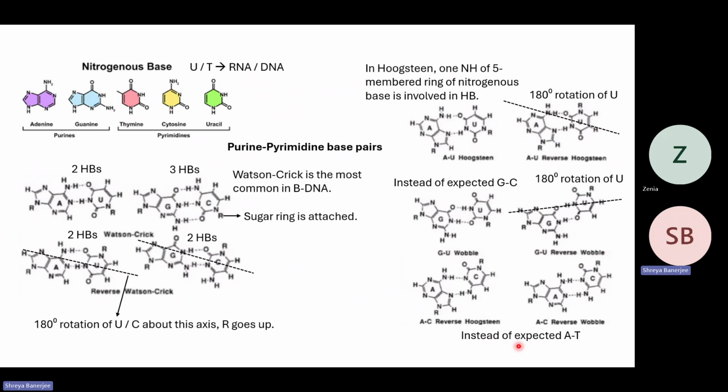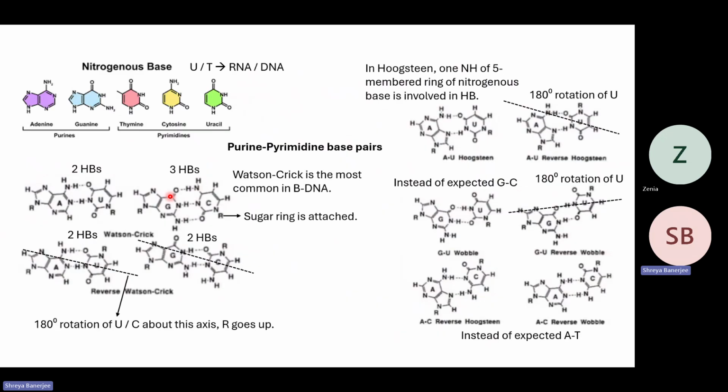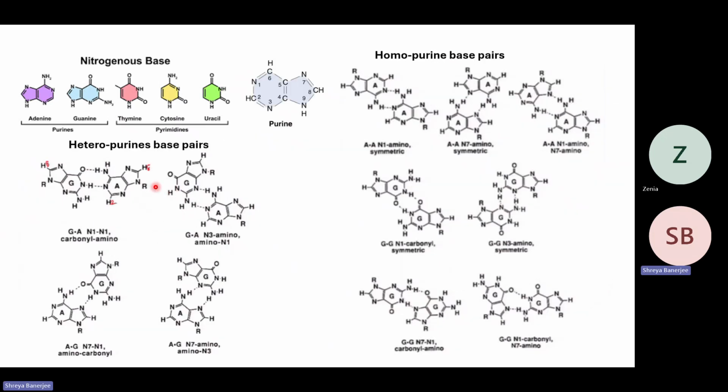So instead of the expected AT, you will have AC, and instead of GC, you will have GU or GT. So these are the different kinds of purine-pyrimidine base pairs, where one is a 6-membered ring and one is a fused 5 and 6-membered ring.